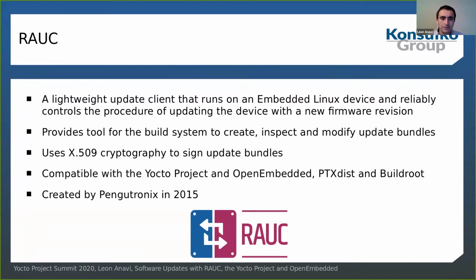RAUC is a lightweight update client that runs on the embedded Linux device and reliably controls the process of updating the device with the new firmware revision. Furthermore, RAUC also provides the tools which we use on the build system to create, inspect, and modify updates. In the RAUC world, the updates are provided as bundles. This is the keyword, a RAUC bundle. It brings the update. One of the main advantages of RAUC is that it's secure because it uses cryptography to sign the update bundles. And later on in the practical example, you will see how this works.